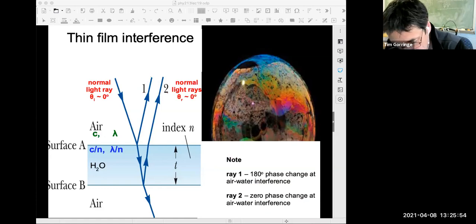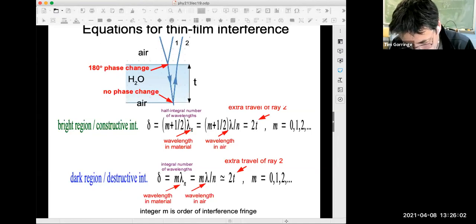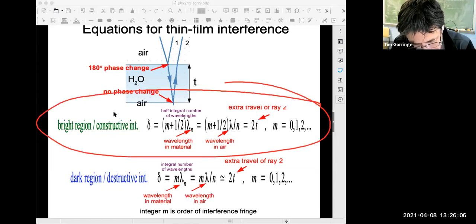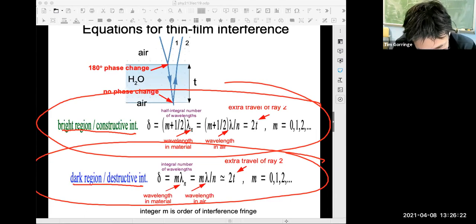I'm just going to quote the formulas for interference with a soap bubble. There are two formulas here. The top one is for constructive interference, where you get bright colors. The bottom one is for destructive interference, where you wouldn't see the color. You get bright colors when that extra distance that light ray 2 travels, that's the delta, is a half integral number of wavelengths. Not a whole number of wavelengths, a half integral number, because one of the reflections has a phase change and the other one didn't. You get destructive interference when that extra distance is a whole number of wavelengths.